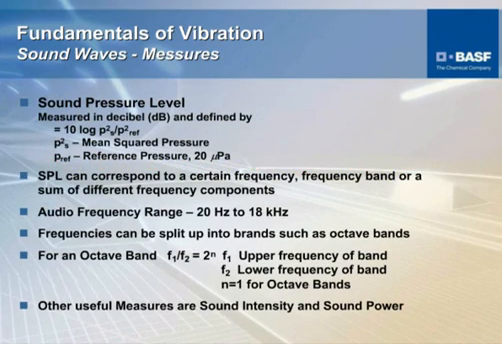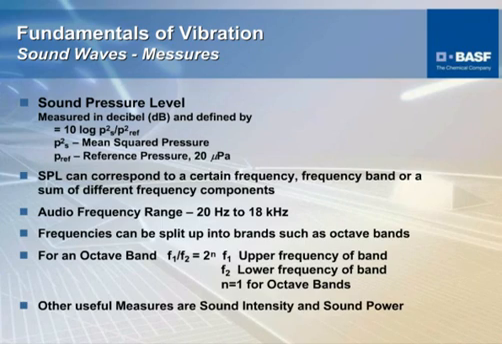For the sound wave, the sound pressure level is a measurement of the actual energy that represents sound, and that is predominantly referred to as SPL. It can correspond to a certain frequency, a frequency band, or the sum of different frequency components. The human ear can hear audio frequencies in the range from 20 hertz to 18 kilohertz, and these frequencies can be split up into bands. These bands are predominantly referred to as octave bands.